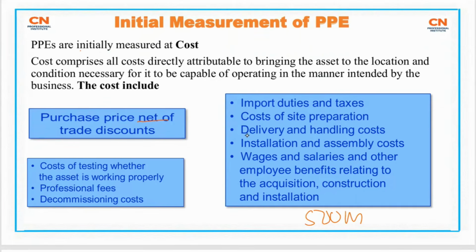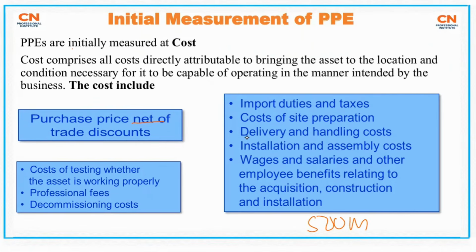Okay, but they give you a trade discount of, let's say, 100 million. I'm just assuming they said they give you a trade discount of 100 million. So you have to take away the trade discount, the 100 million, and then you have 400 million left. So the 400 million left is the purchase price net of trade discount. So don't forget, trade discounts are deducted if the purchase price includes trade discount.